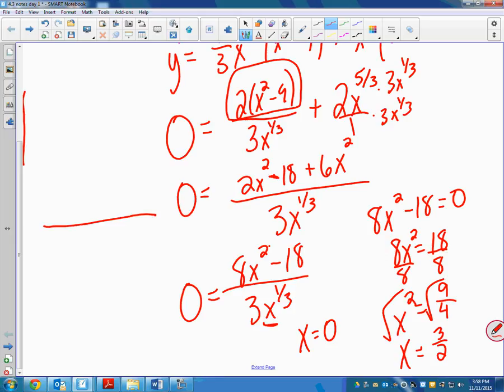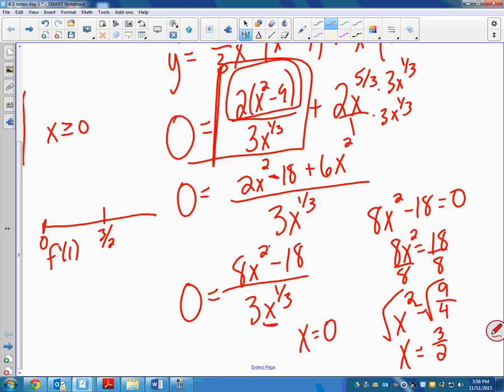So when I make my chart here, I'm going to start at 0 because remember that my domain said greater than or equal to 0. And I'm going to plug in 3/2 and see what's happening here. So I'm plugging into my derivative, which is kind of messy, but I think this was my derivative. If I pick a number between 0 and 1.5, I'm going to pick 1. And remember, I'm really just looking at whether it's positive or negative.